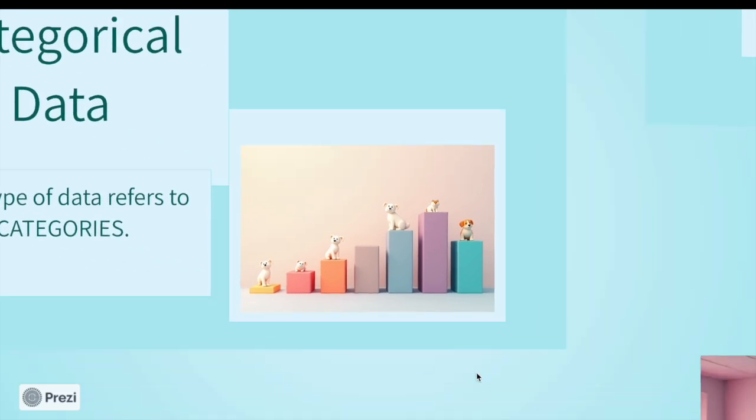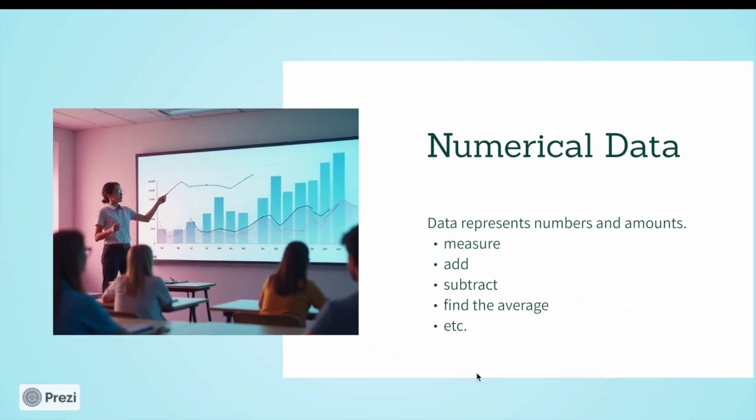For numerical data, this consists of numbers that can be measured or counted, allowing for mathematical operations. The data represents numbers and amounts where we can measure, add, subtract, find the average, or what have you. And a lot of the times we will see heights, temperatures, or test scores.